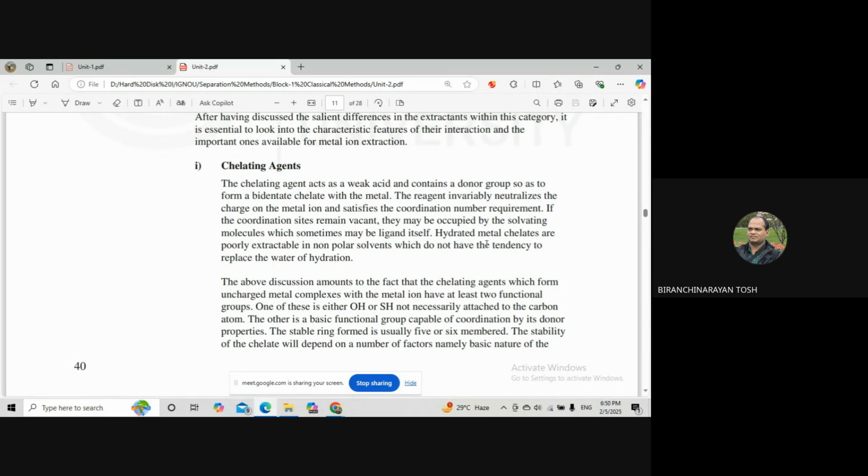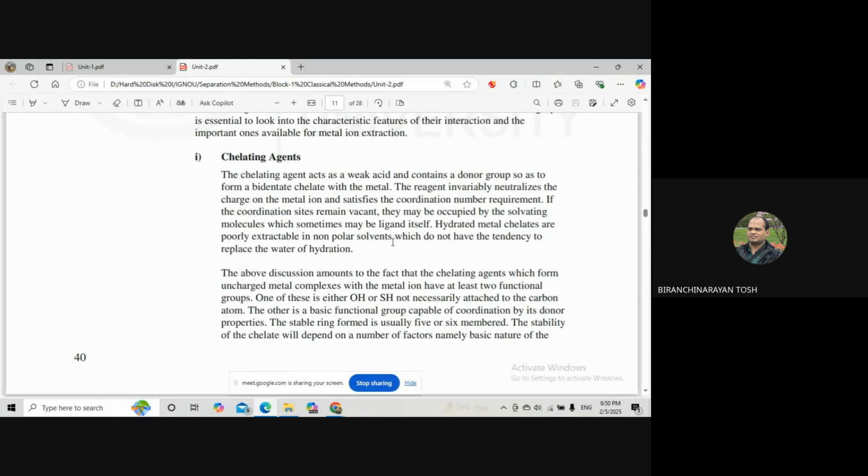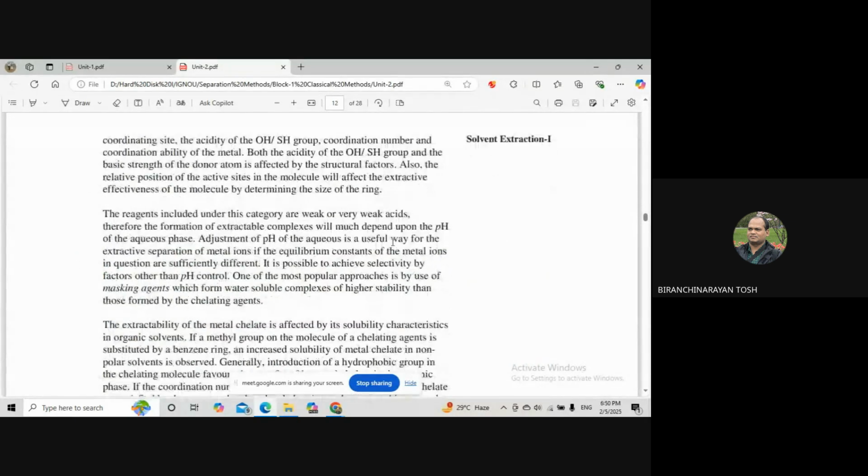So the hydrated metal chelates are poorly extractable in nonpolar solvents which do not have a tendency to replace the water of hydration. So that is what happens when you use a chelating agent for extraction.